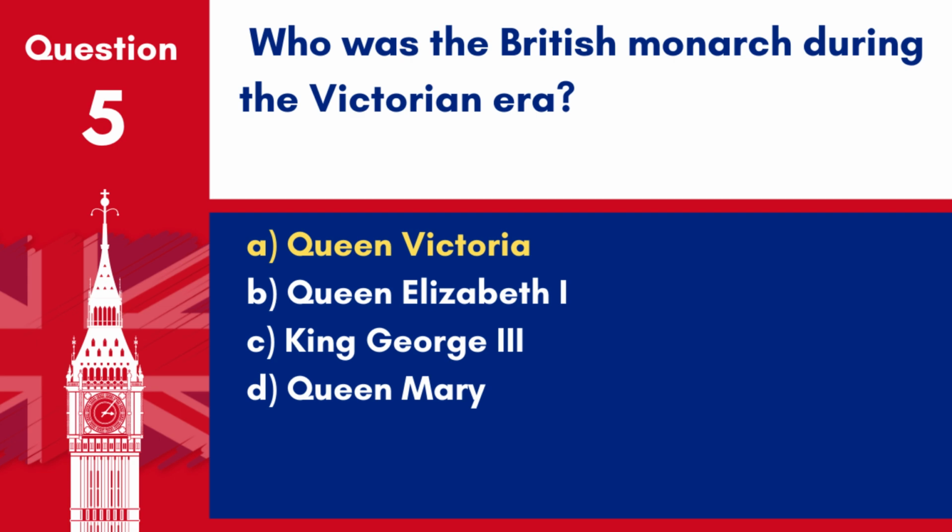Answer. A. Queen Victoria. The Victorian era is named after Queen Victoria, who reigned from 1837 to 1901.